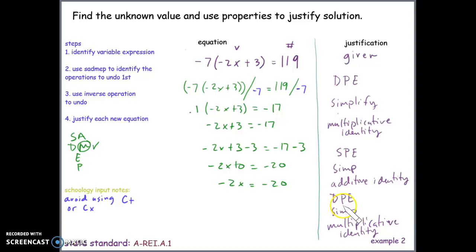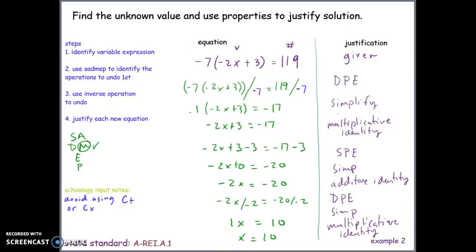Now it's saying you're dividing both sides. What are we dividing both sides by? The number that is being multiplied. So this negative 2 is being multiplied, so we're going to divide by negative 2. And we can simplify. Negative 2 divided by negative 2 is 1. Anything divided by itself is 1. And negative divided by negative is positive. 20 divided by 2 is 10. And now the last step, we know that using the multiplicative identity, 1x is the same thing as x equals 10.